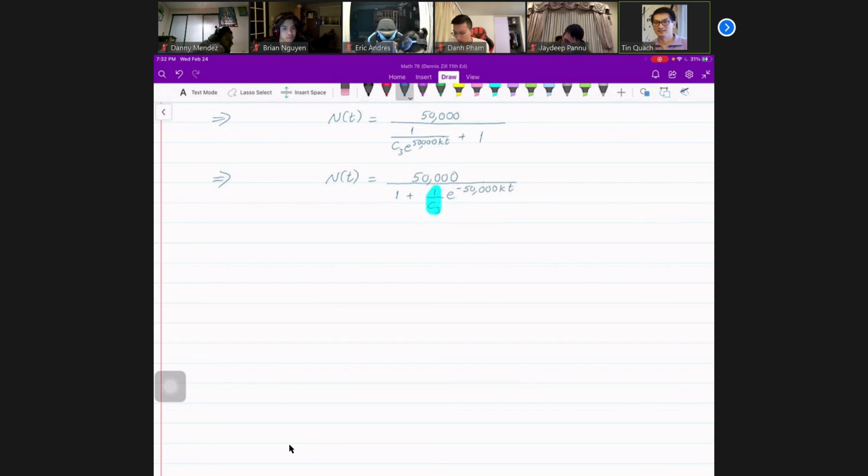Okay. So from here, n of t is equal to 50,000 over 1 plus that constant c, which is actually 1 over c sub 3, right? And then raised to this. So you just make a note, c is equal to 1 over c sub 3, if you like. Okay, so that is your general solution.